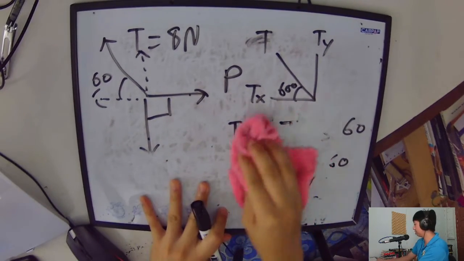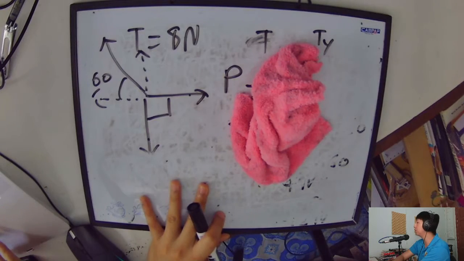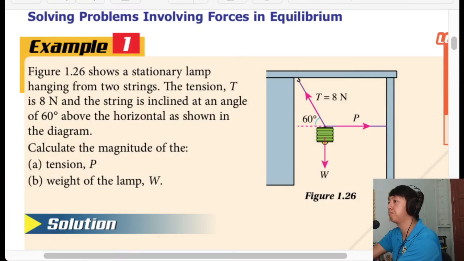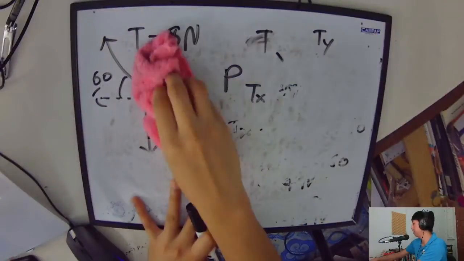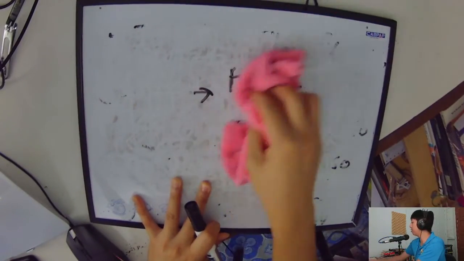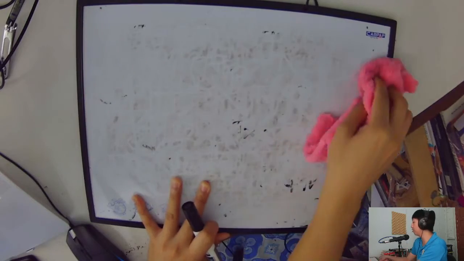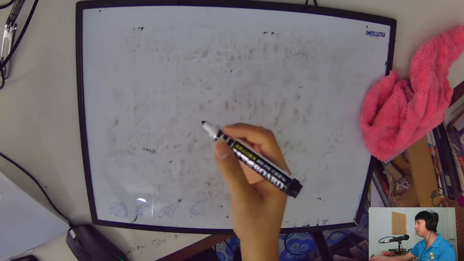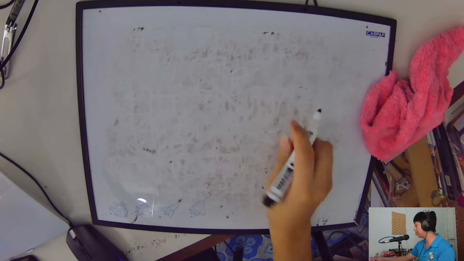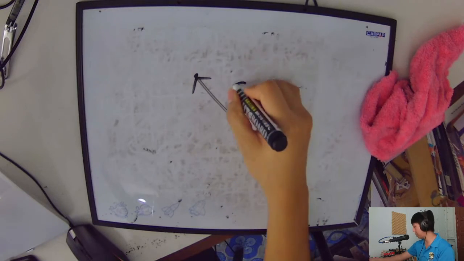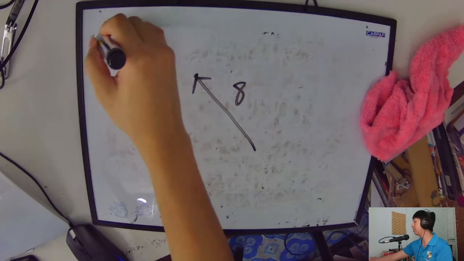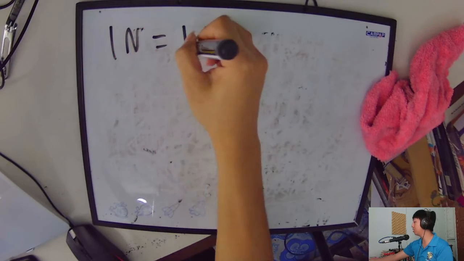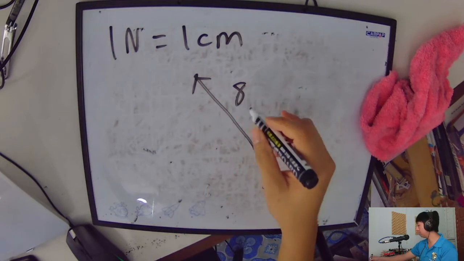All right. So let's look at example number 2. The other method that you can do is a scale drawing. If you have a protractor and a ruler, do a scale drawing and just draw it with all the correct angles. So you measure 8. Let's say 1 newton equals 1 cm. So you do 8 centimeters.